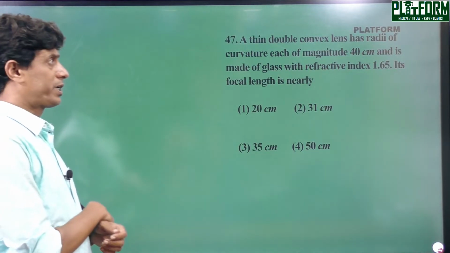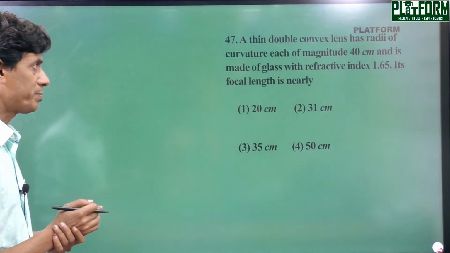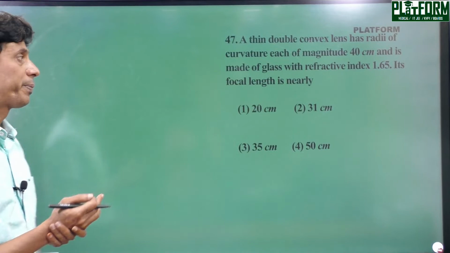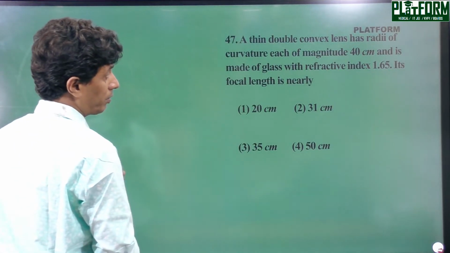A thin double convex lens has a radius of curvature of magnitude 40 cm each and is made of glass with refractive index 1.65. Its focal length is nearly... a thin double convex lens.